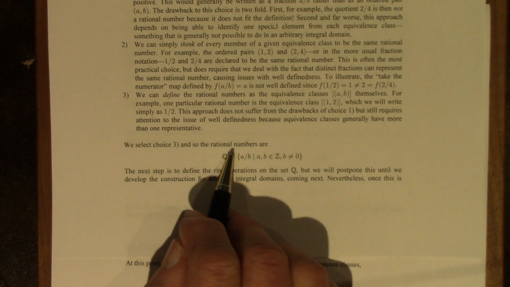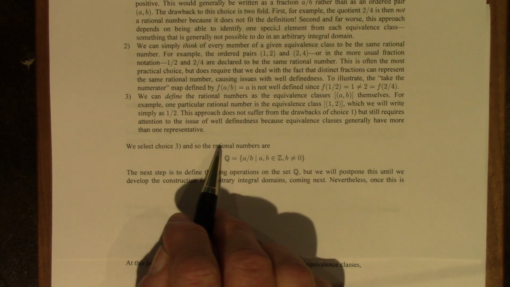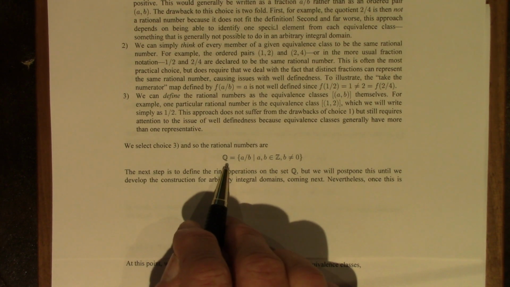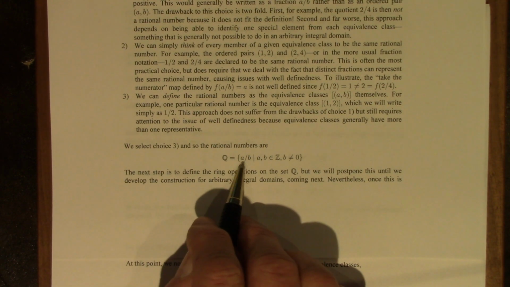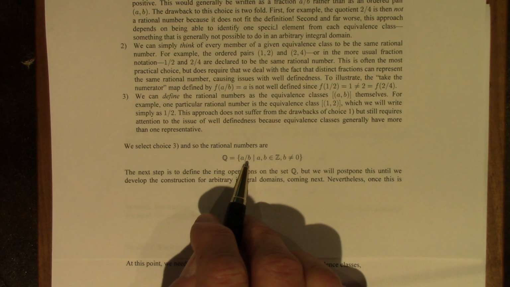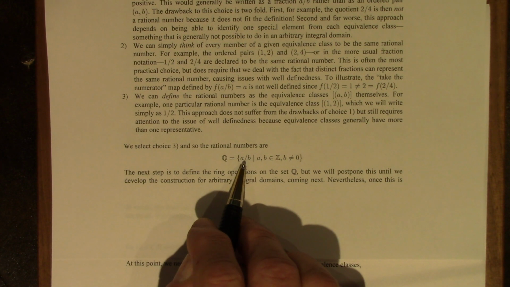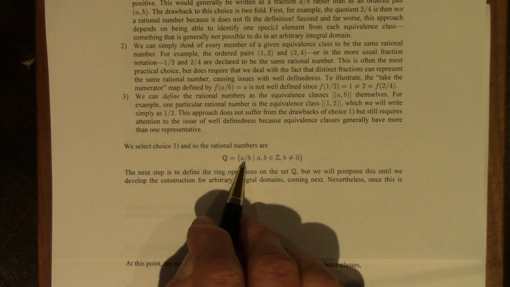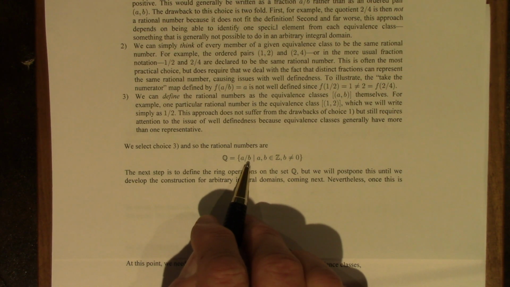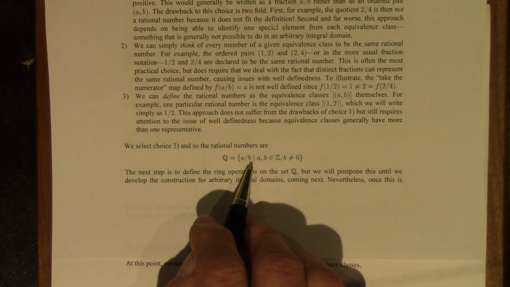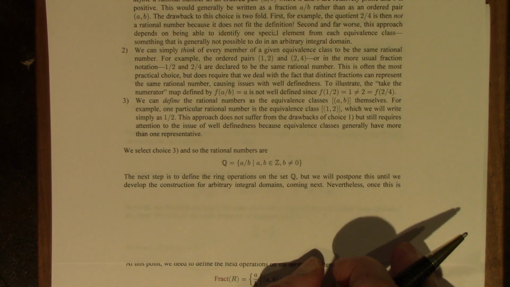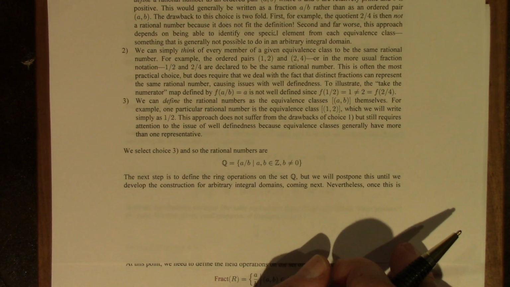So our choice that we will generalize to arbitrary integral domains is to define the set of rational numbers as the set of equivalence classes of ordered pairs. And the equivalence class that contains the ordered pair (a, b) will be denoted by a over b, or the fraction a/b. So fractions are sets. They're equivalence classes.